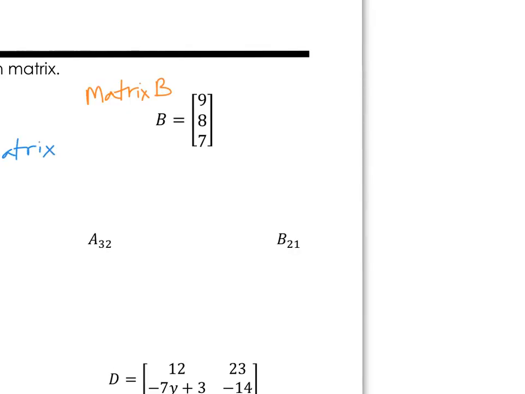On the right, we have matrix B. Taking a look at the rows in matrix B, technically there's 1, 2, 3 rows, but then there's only one vertical column. Matrix B is a 3 by 1 matrix.